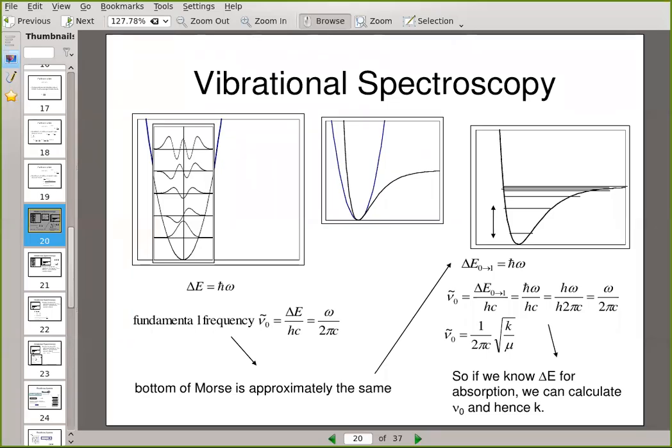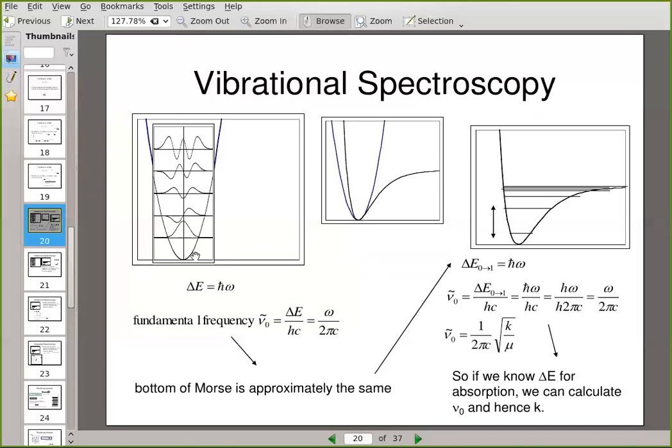Right, good morning everyone. What I want to do today is go back and have a look at vibrational spectroscopy, and look at an example where we can find a force constant, and then I want to go to rotational spectroscopy and see if we can find a bond length.